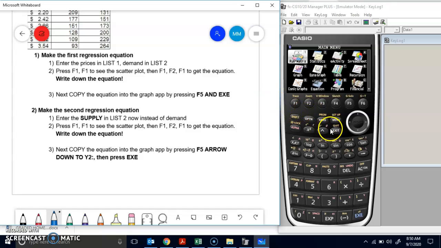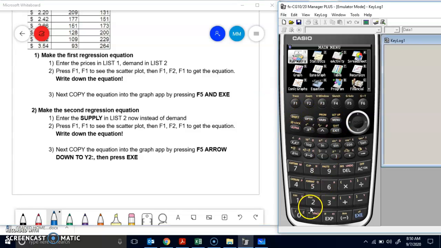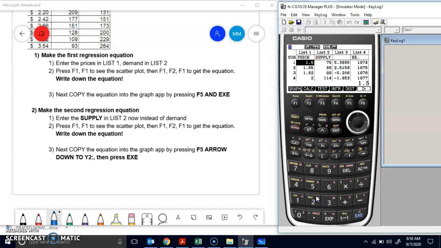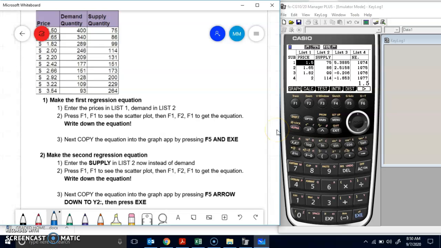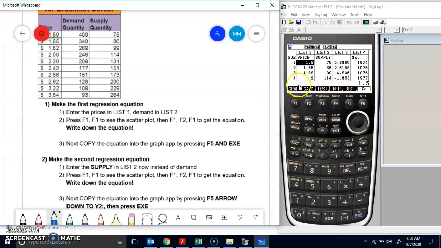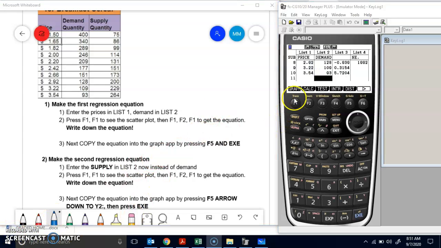So we're going to make the first equation, and I'm going to start by going to the stats app, and we're going to type in all the price values and the demand values. If you're following along with me, pause the video now and get those values entered in. As you can see over here in the calculator, I have the prices in, I have the demand in, everything's set up, ready to go.